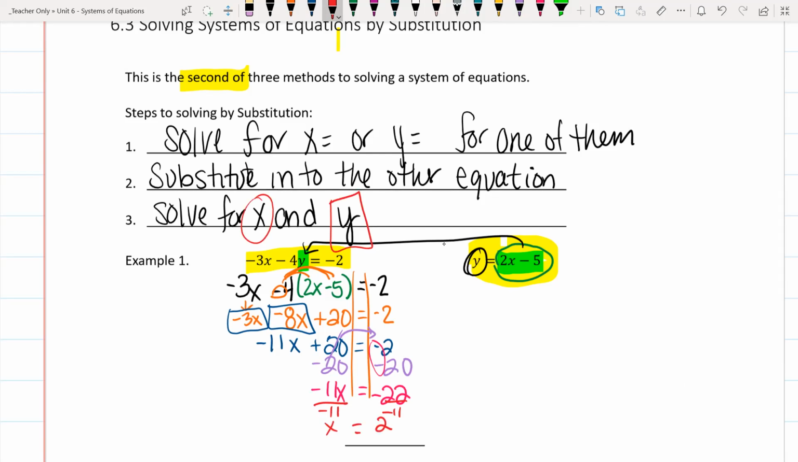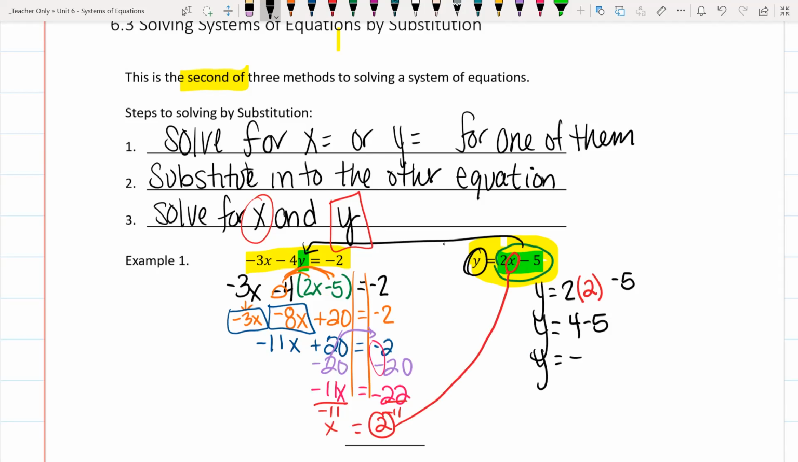Now I need to solve for y. So what I'm going to do now is take this 2 and plug it in where I see x, over here. So I have y equals 2x minus 5, but I'm replacing x with 2. So we want to solve for y. 2 times 2 is 4 minus 5. What is 4 minus 5? 4 minus 5 is -1.